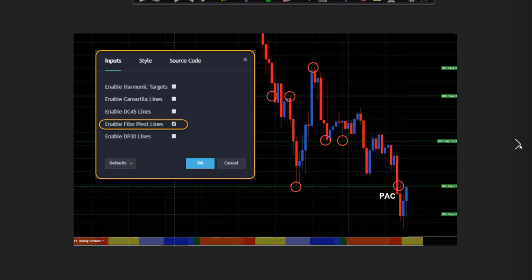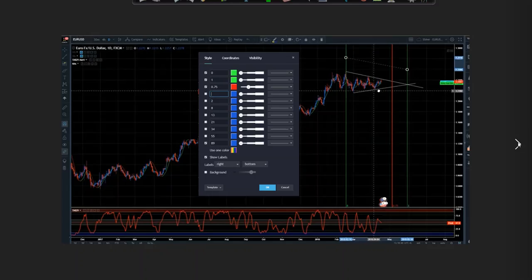That's part of your INS package that you got 2 weeks ago. So those are Fibo pivots. It's pivots with a Fibonacci formula applied against it. Really strong. Another thing of Fibos.